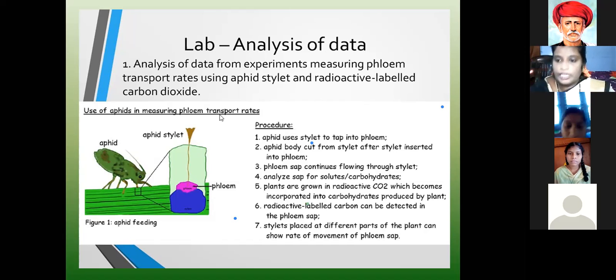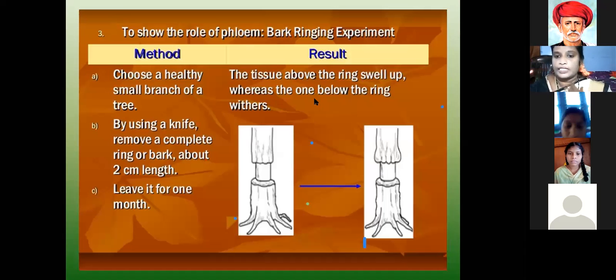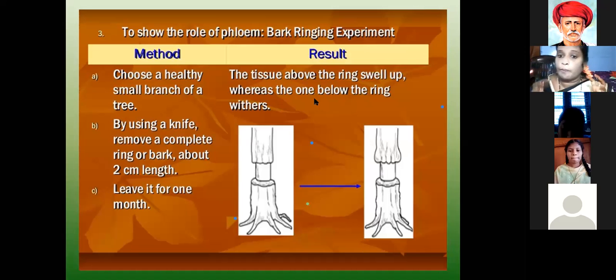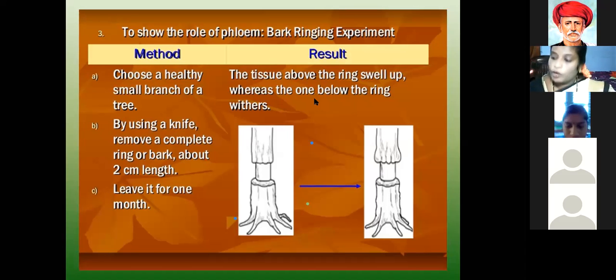This is one kind of disruption of transport. So let's move to the next slide, ma. Okay, this is a very important topic, ma, to show the role of phloem. That means the bark ring experiment, ma. What is the bark ring experiment?